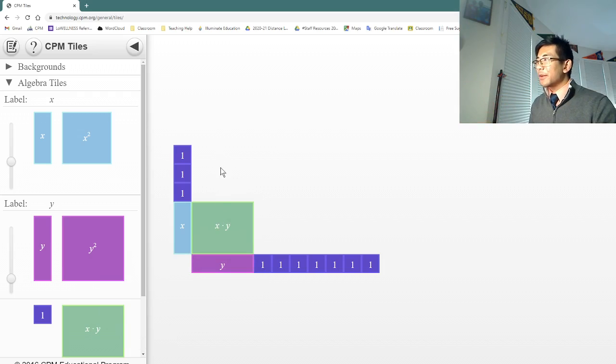Okay, so let's look up here now. I need to fill out this, so if I break it up into just this 1 by y rectangle, the tile that's 1 by y has area y. So I'll use this one, and that fits in there nice and perfect. I'm going to need 2 more of those to fill this out.